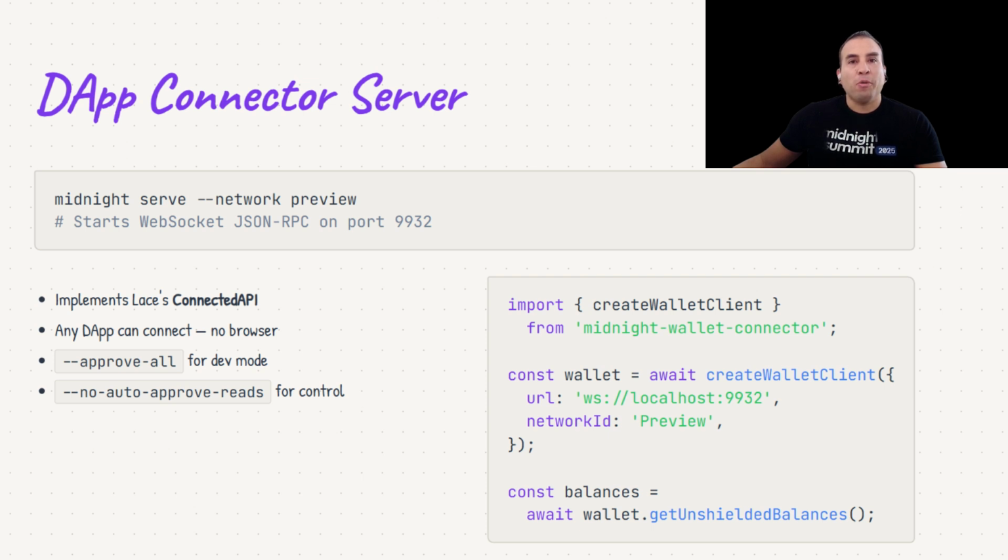Approve all automatically approves every transaction request. Great for testing, obviously not for production. And no auto-approve reads makes it so even read operations need approval, which is useful if you want to see every interaction. On the client side, there's an NPM package called Midnight Wallet Connector that gives you a clean API for connecting to this server from your DApp code.